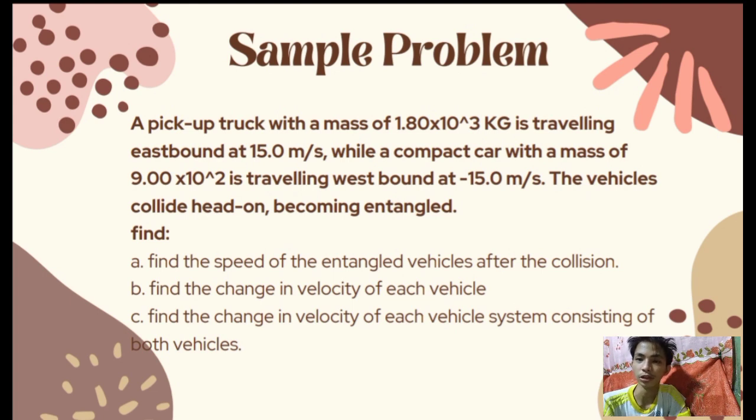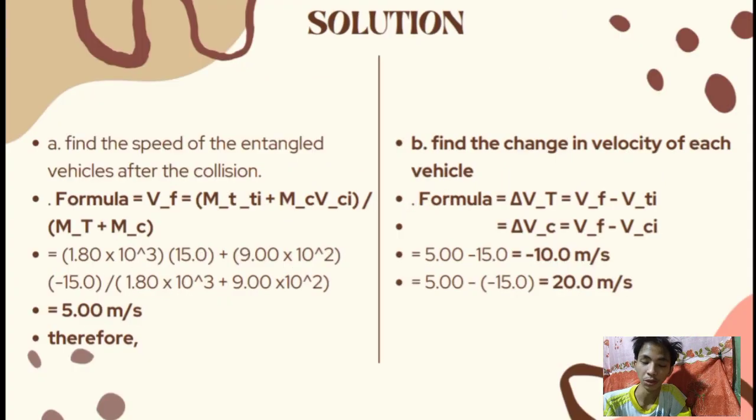So ngayon, hanapin natin yung tatlong dapat hanapin. Letter A, find the speed of the entangled vehicles after collision. Letter B, find the change in velocity of each vehicle. And letter C, find the change in the kinetic energy of the system consisting of both vehicles. Ngayon naman tungo naman tayo sa solution. Sa letter A muna tayo.